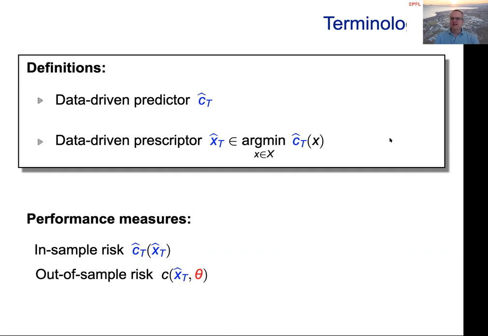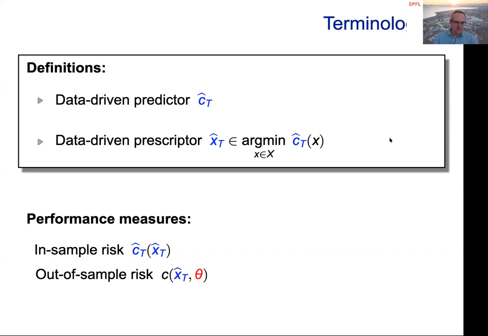Second, is the out-of-sample risk, which is defined as the true risk of the data-driven prescriptor X hat T under the probability measure encoded by theta. So this is the actual quantity of interest, but unfortunately it is unavailable to the decision maker because theta is not observable.